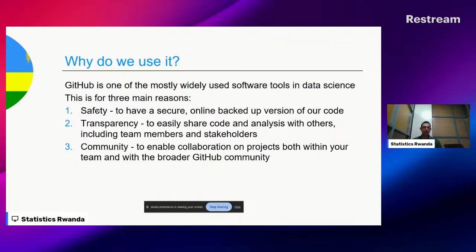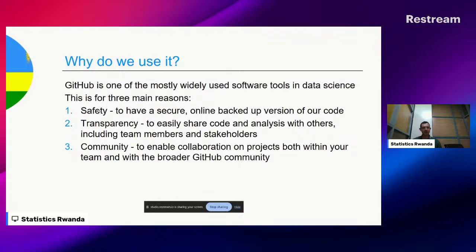So why do we use GitHub as a tool in data science? GitHub is one of the most widely used software tools in data science, and I think that's primarily for three reasons. The first is to do with safety. It's really important when you're working on projects to have them in a secure online location. GitHub is a great place to have this because they have lots of space available for free, and it's easy to use to back up your code relatively frequently whenever you're working on a project.